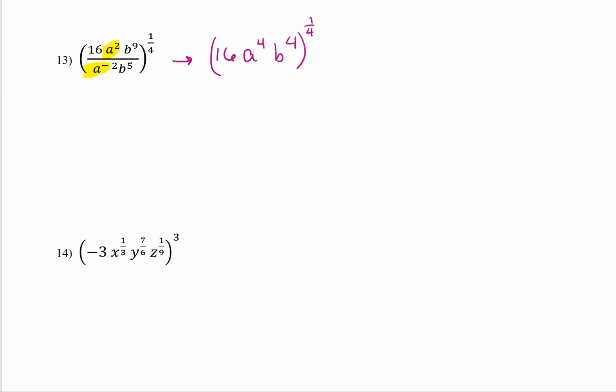So the 4th root of 16 is equal to 2. 2 to the 4th is 16. A to the 4th to the 1/4 power, power to a power you multiply. 4 times 1/4 is 1. And b to the 4th to the 1/4 power, 4 times 1/4 is 1. So 2ab is my final answer.